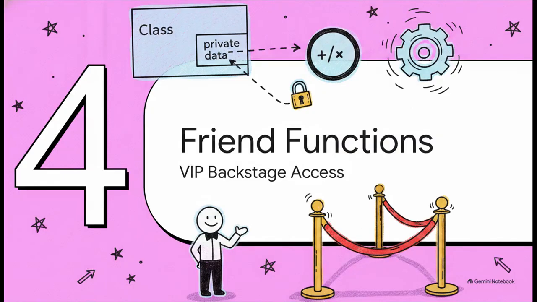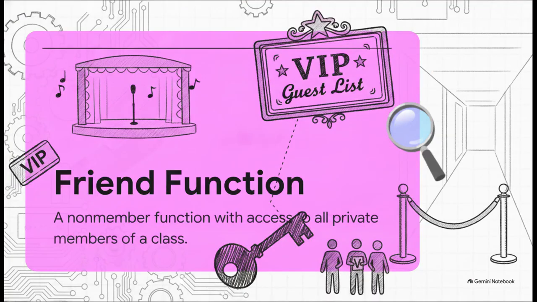Let's hit section 4, meet your friend functions. So, what happens when an operator needs deep access to your class's private data, but technically shouldn't belong to your class as a member? Enter the friend function. I like to think of these as VIP backstage guests at a concert. They aren't actually in the band, they aren't member functions, but because their name is on the VIP list, they have unrestricted clearance to see and modify all the private data.